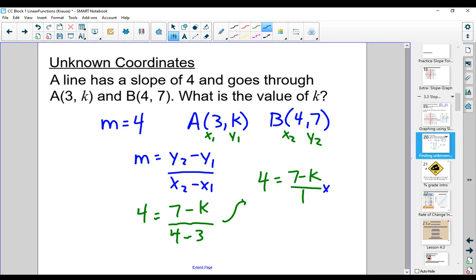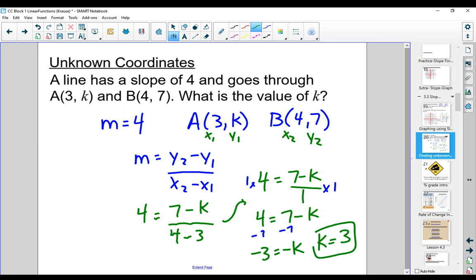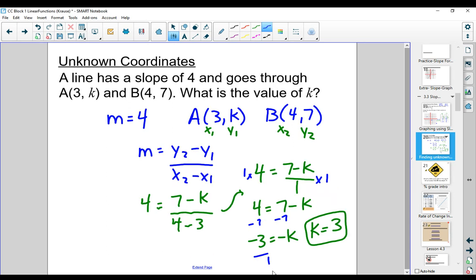Solving our equation, we multiply both sides by 1, and we're left with 4 equals 7 minus k. So we can subtract 7 from both sides. You could have also added k and subtracted 4. But 4 minus 7 is negative 3 equals negative k. Divide by negative 1, and k equals 3. So you could always sub that back into your equation just to double check that it works.